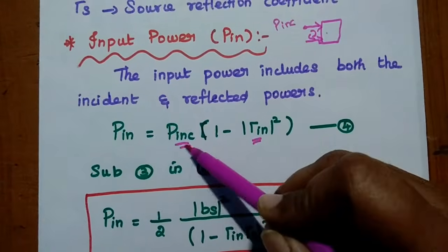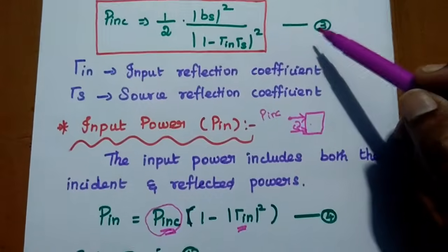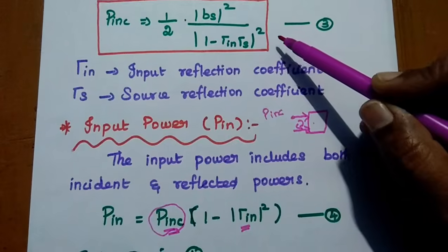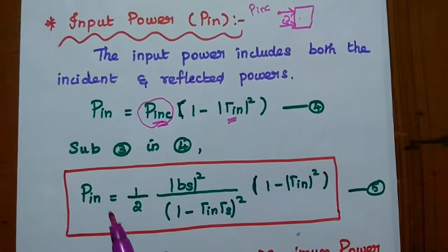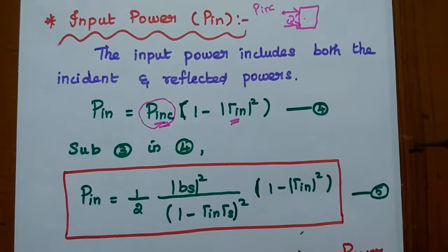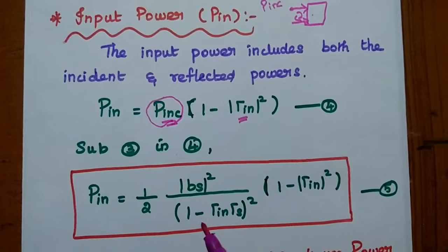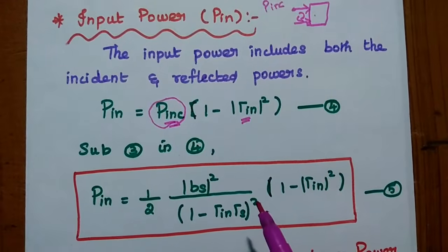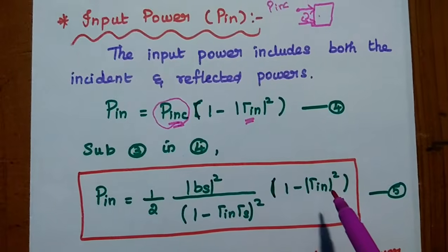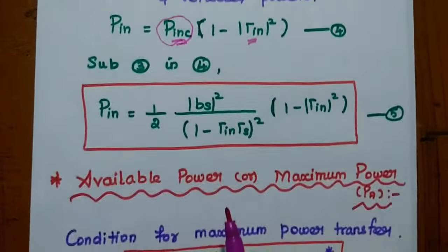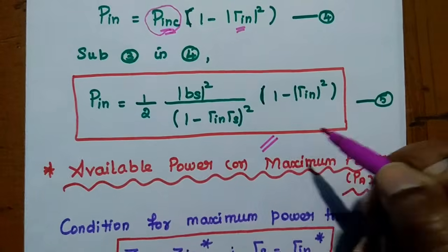We have already derived the value of incident power, that is the third equation, right? So we are going to substitute this value in this equation. So we can get input power is equal to 1 by 2 into Bs squared by 1 minus gamma in gamma s the whole squared into 1 minus gamma in squared. Consider this as the fifth equation. This is the expression for the input power.